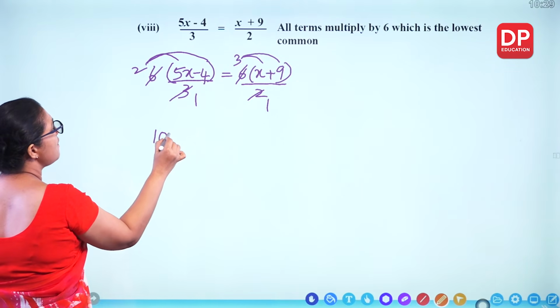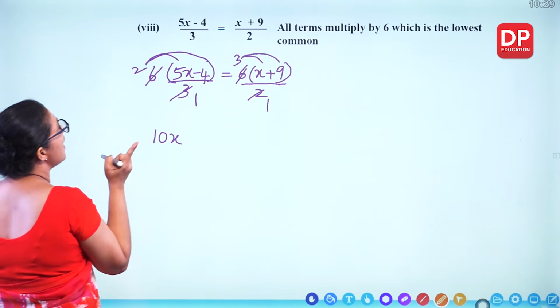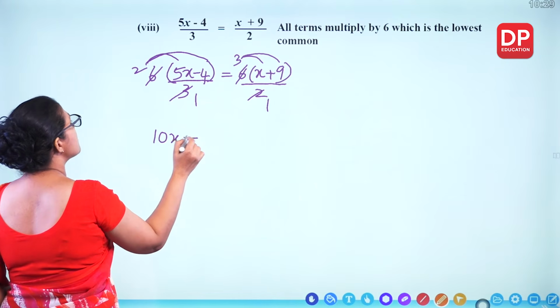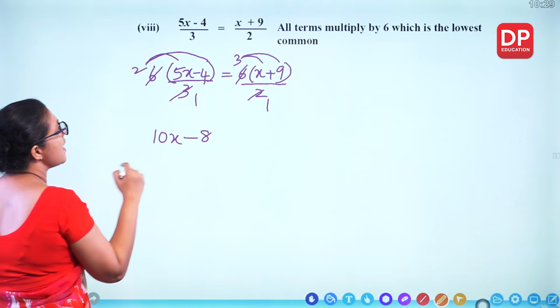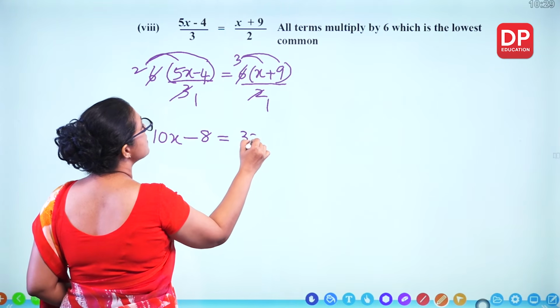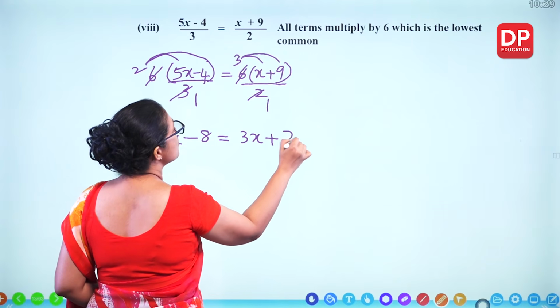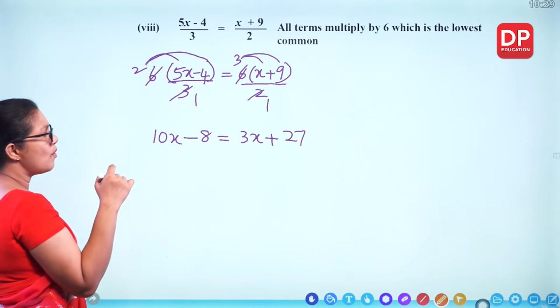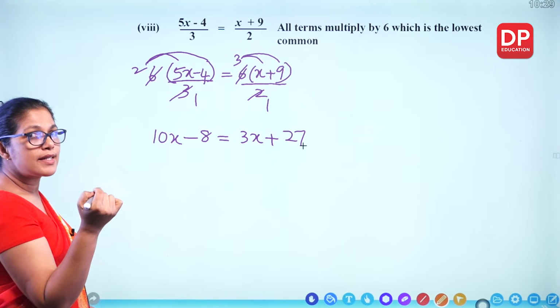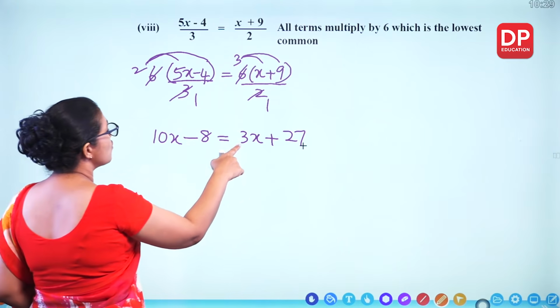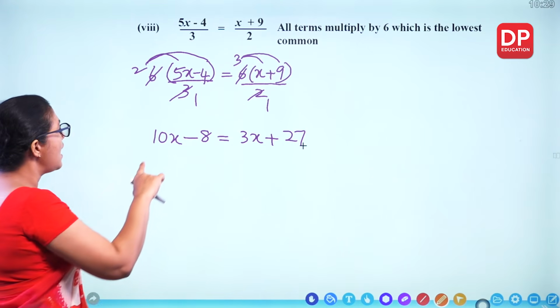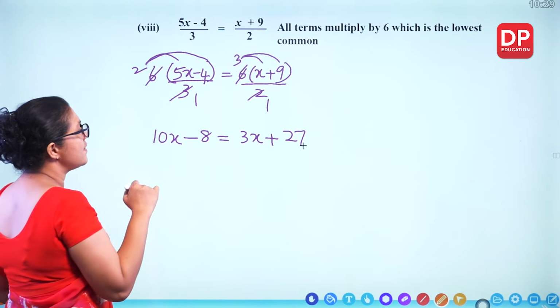2 times 5, 10. 10 and x there. 2 times 4, this is 8. 3 times x, 3x plus 27. Now we have to take like terms to one side. So 3x to this side and here 8 to the other side.